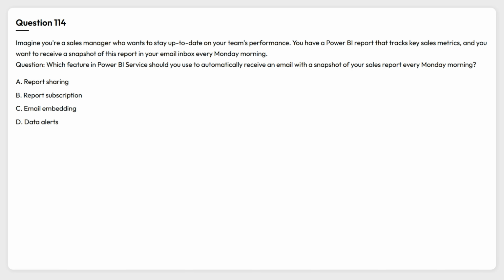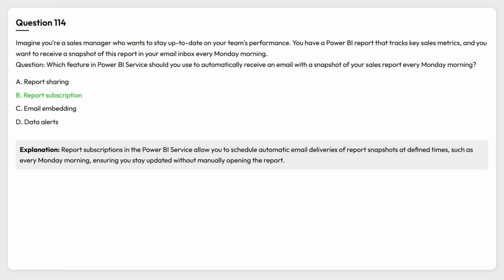Option A: report sharing. Option B: report subscription. Option C: email embedding. Option D: data alerts. The correct answer is option B: report subscription. Report subscription in the Power BI service allows you to schedule automatic email deliveries of report snapshots at defined times, such as every Monday morning, ensuring you stay updated without manually opening the report.